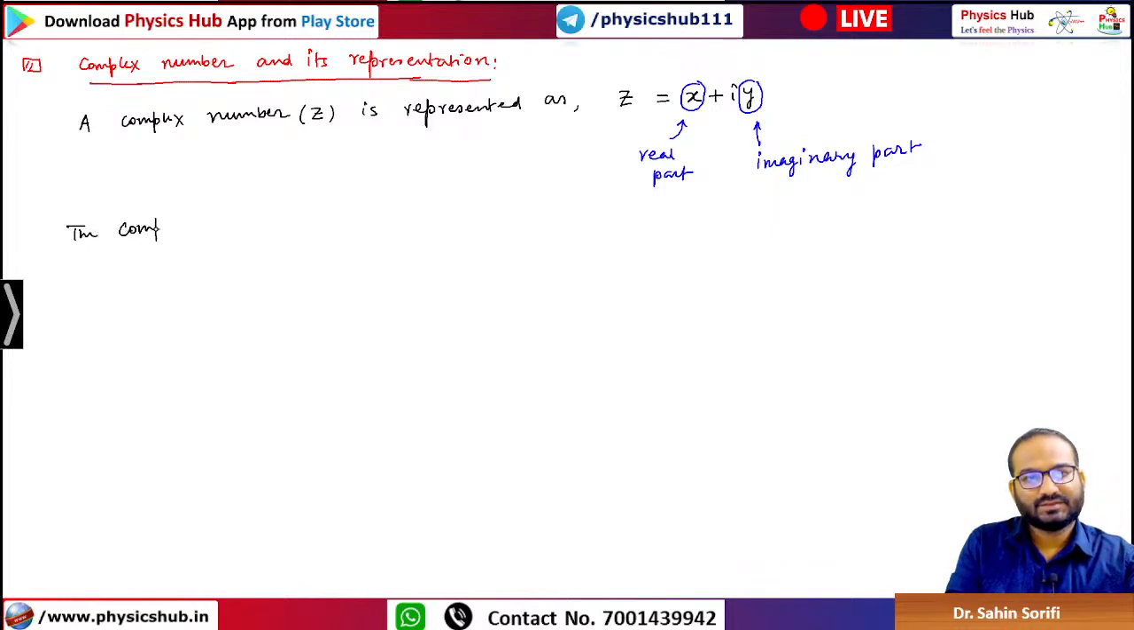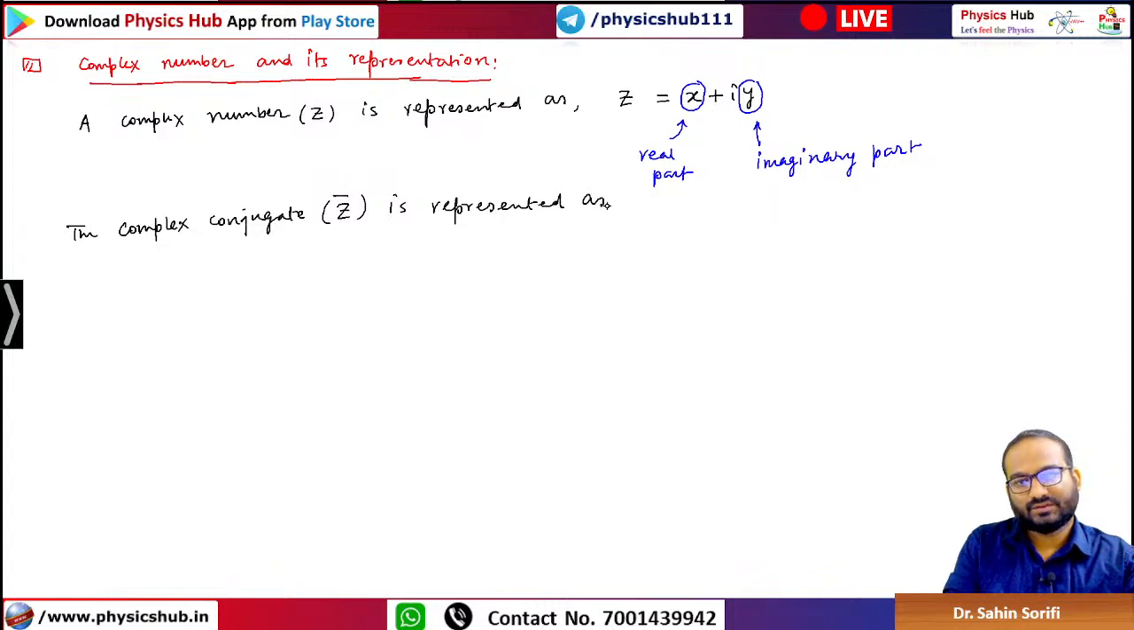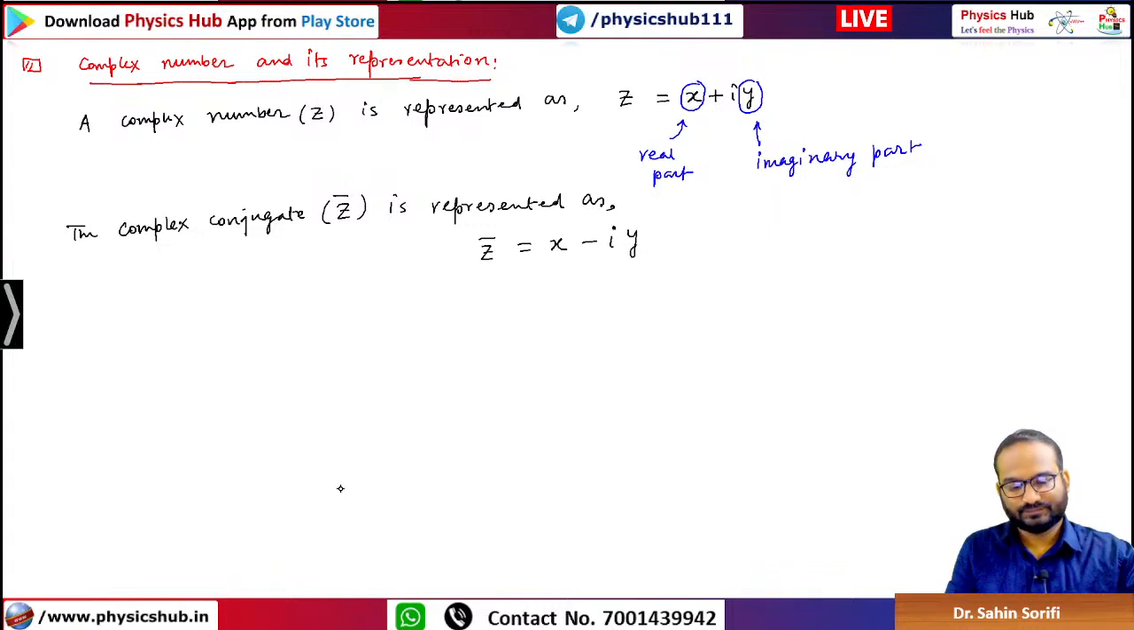Now, if you have a complex number z, the complex conjugate is represented by z bar. When you take the complex conjugate, we replace i by minus i. So z bar equals, x is a real number, so x minus iy. Clear?